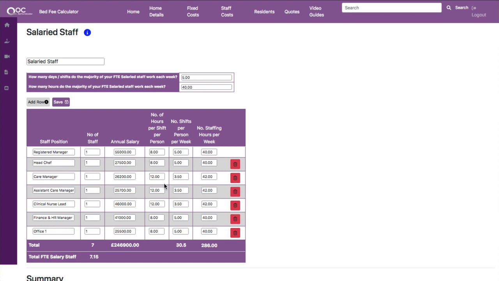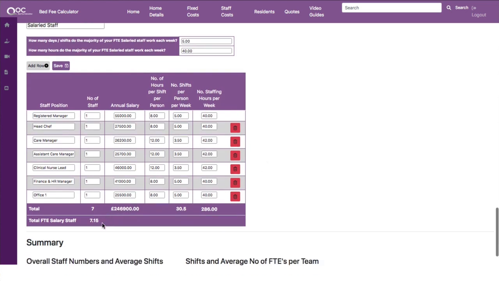Care managers, 12 hours, 3.5 shifts. Same for assistant care manager, clinical nurse lead. Finance HR manager is 8 hours, 5 days a week, as is the office person. So you have to decide here which is the number of average shifts worked each week and how many hours they work. And in this case, even though it's pretty even, I would still put in the 5 days and the 40 hours because that works in your favor when it comes to annual leave, extra employer costs and so on. So you have 7.15. This example nursing home has 7.15 salaried staff.